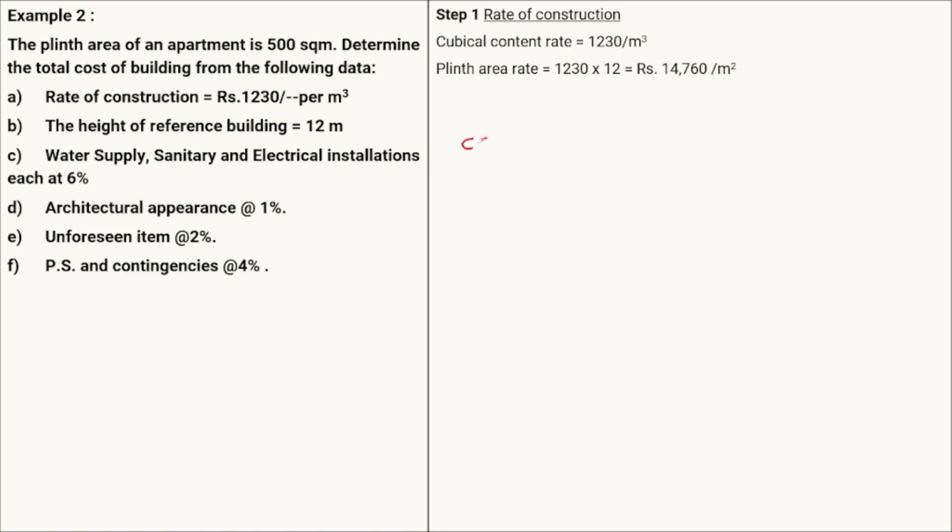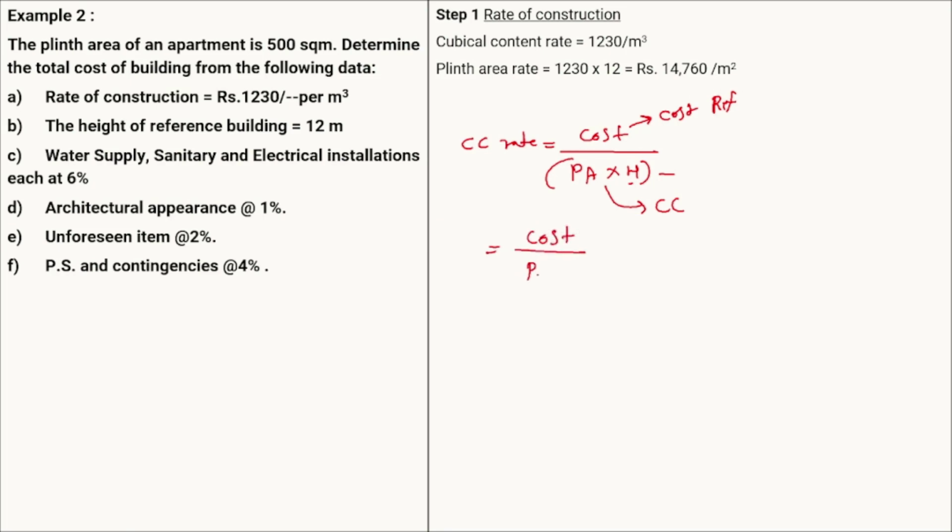cubical content rate will be equal to the cost of the reference building divided by the Plinth area of the building multiplied by the height. Okay, this Plinth area multiplied by height will give us the cubical content, and this is your cost of the reference building, this is your Plinth area of the reference building, and this is your height of the reference building. So we can also write this as the cost divided by the Plinth area multiplied by 1 by h.